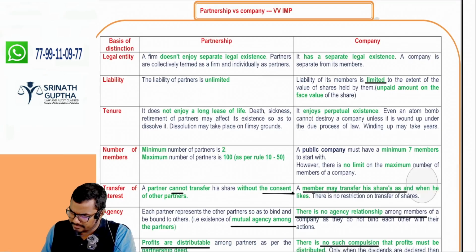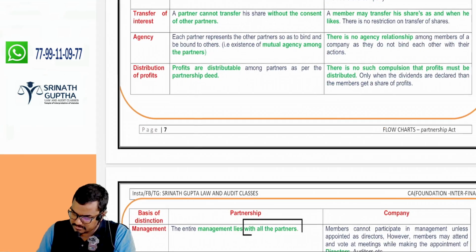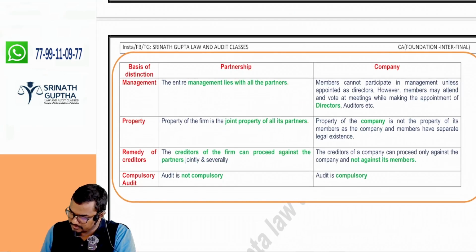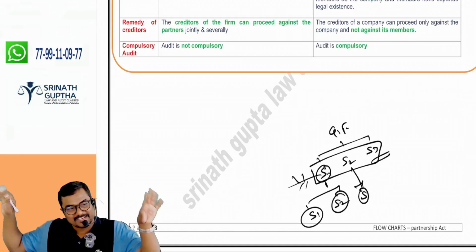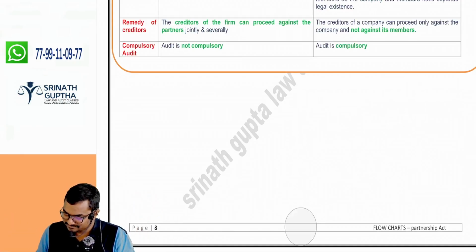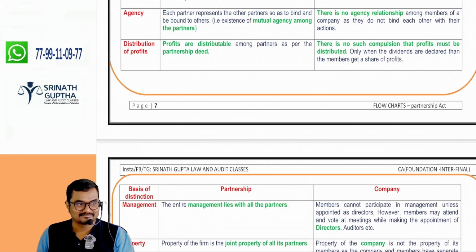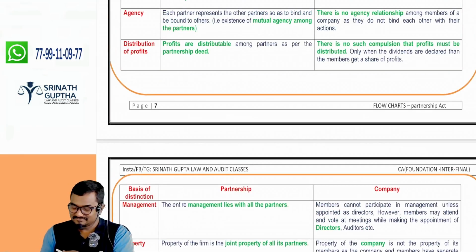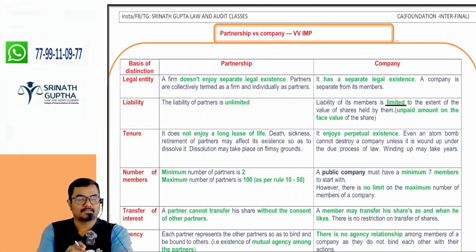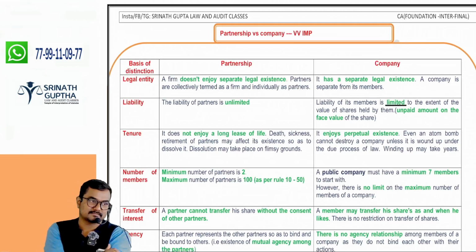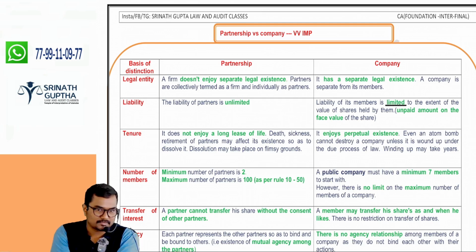I hope you will not get that many attempts. You will clear the first attempt itself. You will go to CA Inter, you will clear CA Inter also, then go to articleship. So focus more on the next 5 to 6 months.